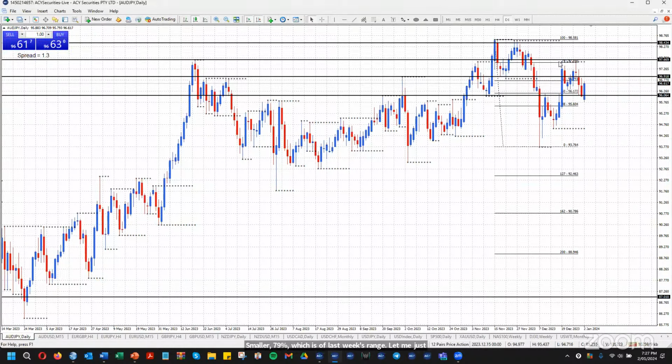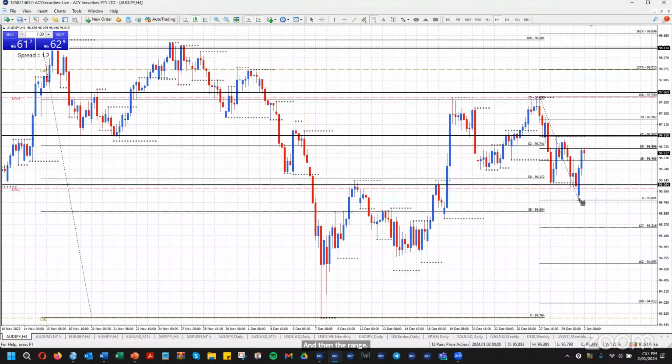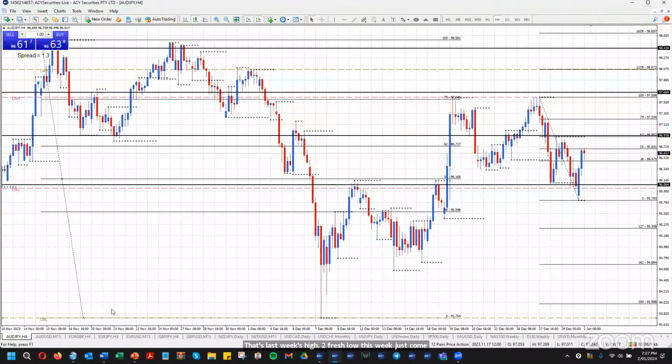So we had a little double top at the 79% level, just short of that weekly high. And then the range, that's last week's high, to a fresh low this week's just come in, is really a double top to the largest 79%. It would be nice to see this now come up to this 79%, 97.20. So 97.00 up to 97.20 would be the area that I will watch on this pair at the moment, to come up, maybe then form a lower top on the day chart.